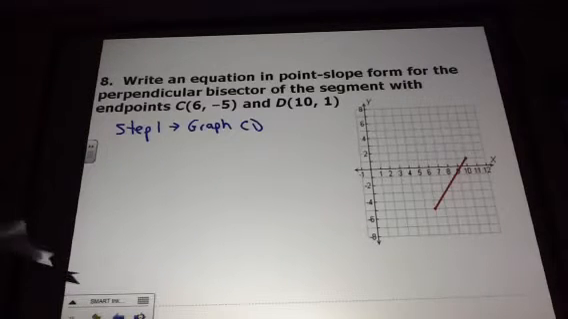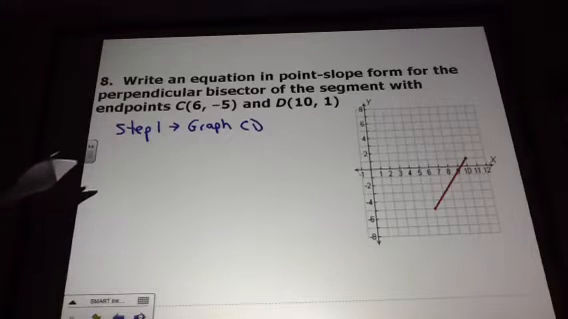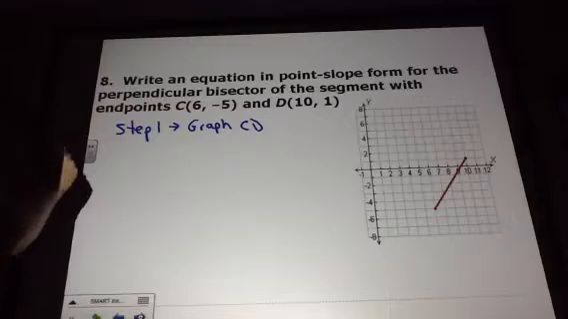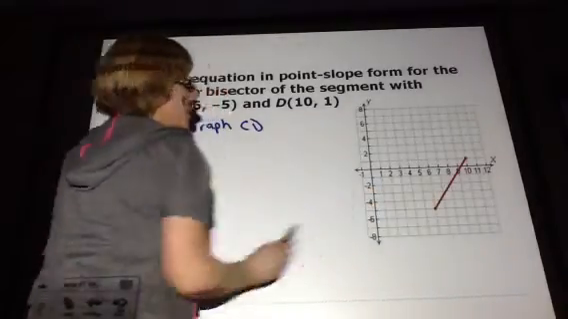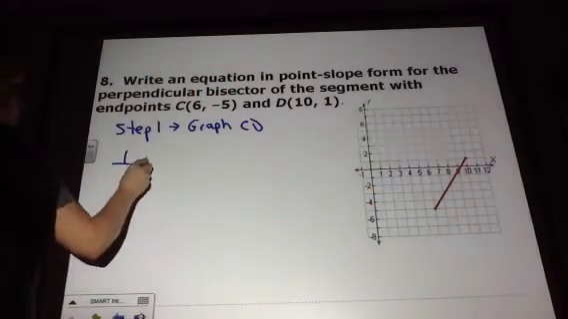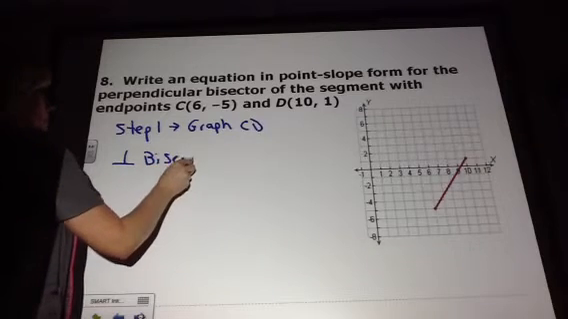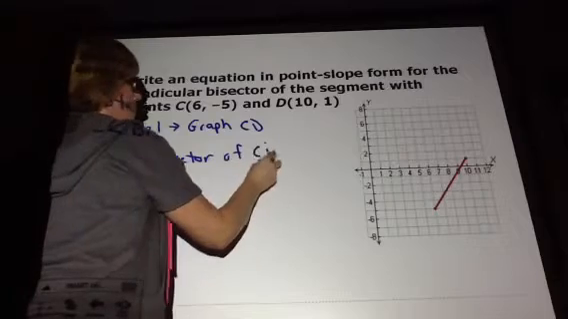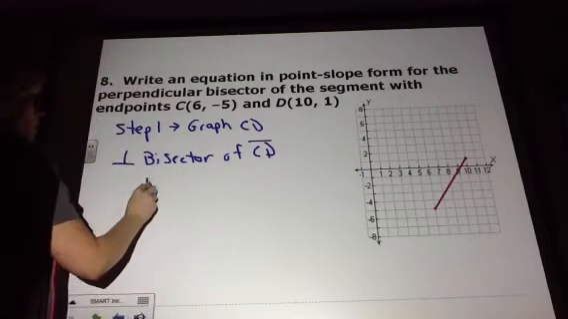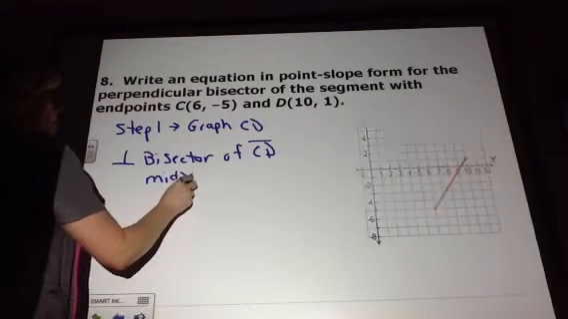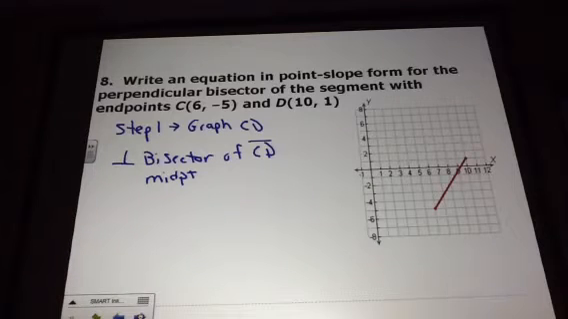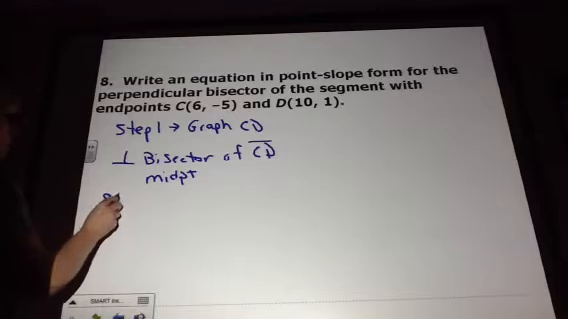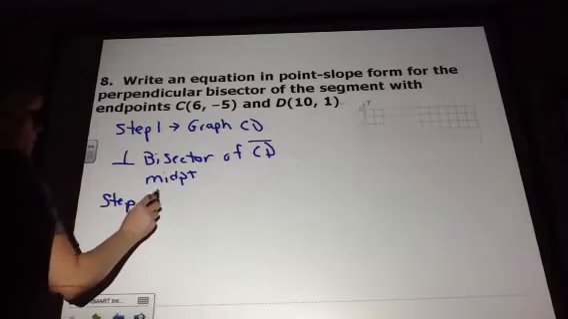Okay, so perpendicular bisector. Where is the line that is perpendicular to this line going to intersect this line? Well, it should be at the midpoint, right? Okay, so it's the midpoint. So, step 2. We need to find the midpoint.